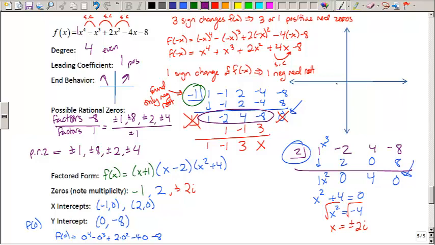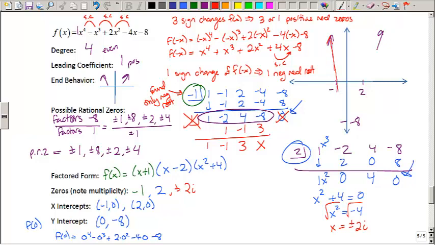I have my zeros at negative 1 and 2. I have 2 more imaginary zeros, but I can't graph that on my real plane. I have a y-intercept at negative 8, and I know my end behavior is up and up. So from my up, I'm going to cross my negative 1 because it has a multiplicity of 1.